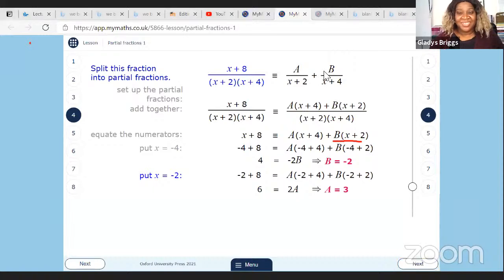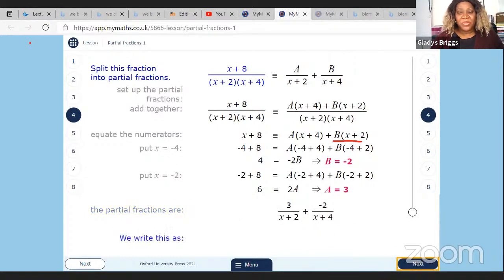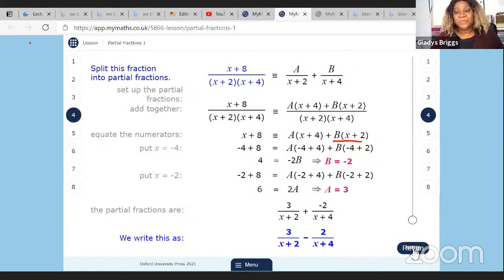Well done. Well done, Najib. So when you have a is equal to 3 and b is equal to -2, then you put them in the partial fractions. 3 over x plus 2 plus -2 over x plus 4. You can just write that negative in the middle there to make it neat, okay?